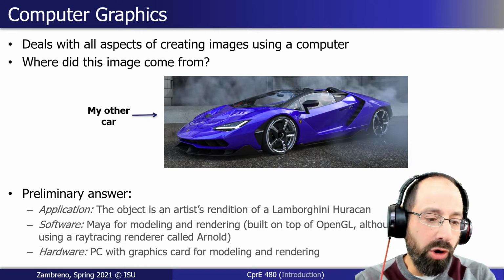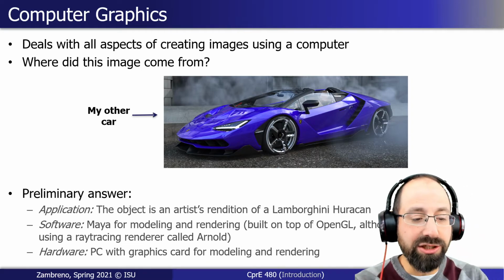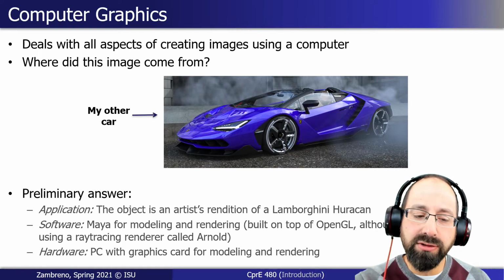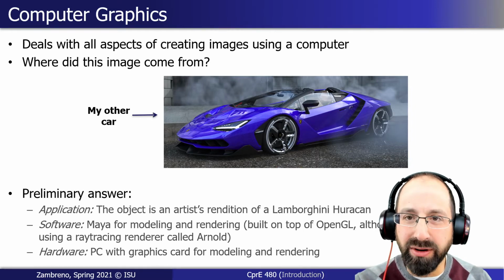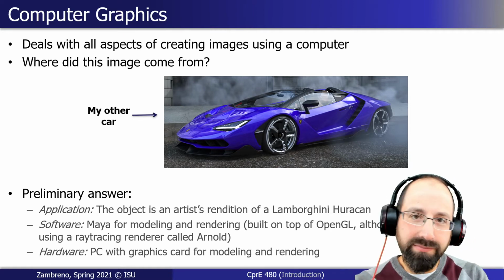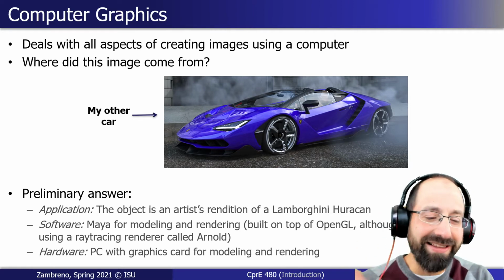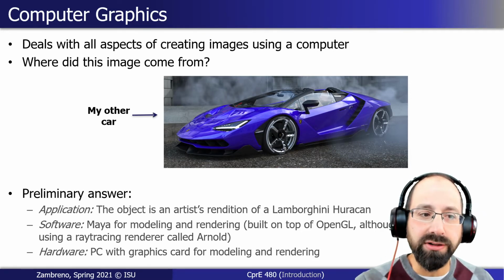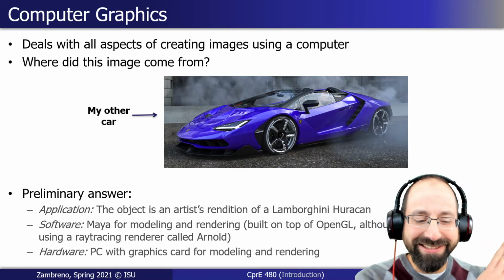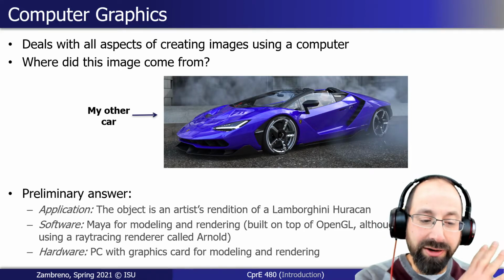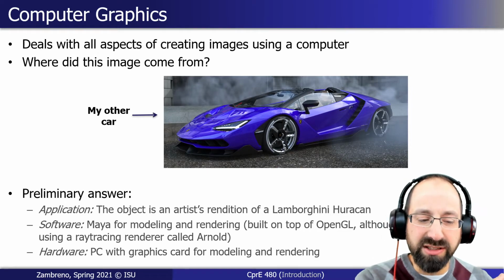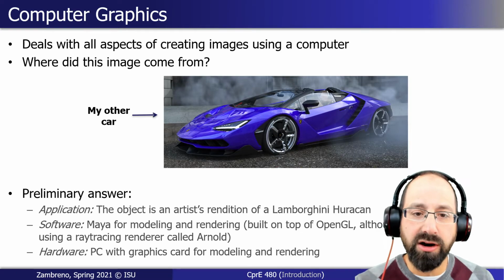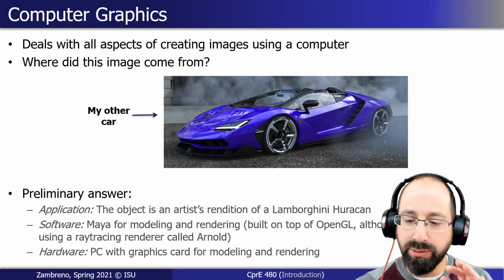As we learn more about OpenGL this semester, Maya is an example application that's built on top of OpenGL. It doesn't have to use OpenGL for the actual rendering. In fact, in this case, if you dig a little deeper, these types of renders with the somewhat overdone mirroring and lighting effects are almost always ray traced examples. So this is using a ray tracing renderer called Arnold underneath that. That's the application. The application's goal is to render something. The software is modeling and rendering software. Underneath that is the hardware, some sort of PC workstation with presumably a graphics card for doing that modeling and rendering.